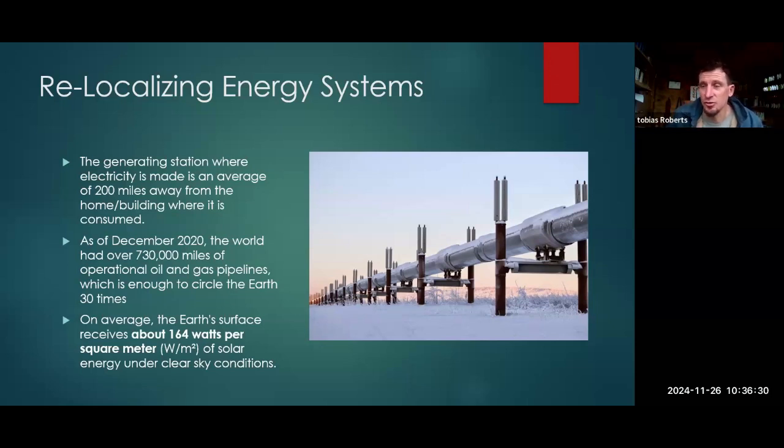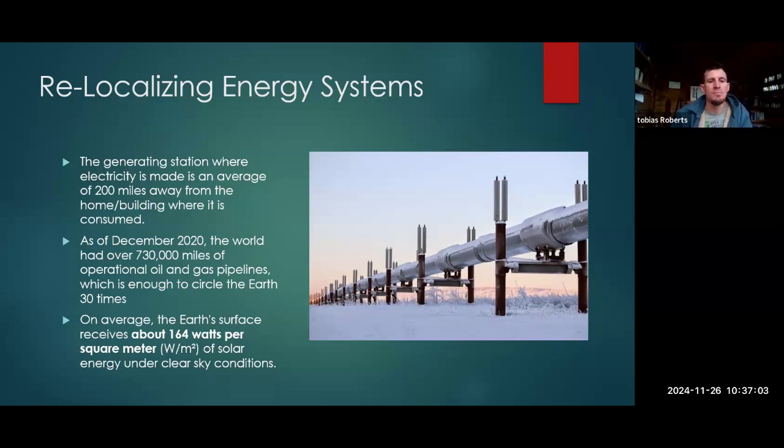Obviously, to produce electricity and energy today, our world continues to be extremely dependent on fossil fuels, oil, coal, and gas, right? As of December 2020, the world had over 730,000 miles, that's over 1 million kilometers, of operational oil and gas pipelines. That's enough to circle the earth over 30 times. So obviously we're mining gas, we're mining oil, and we're transporting it extremely long distances in order to fuel our economies today.